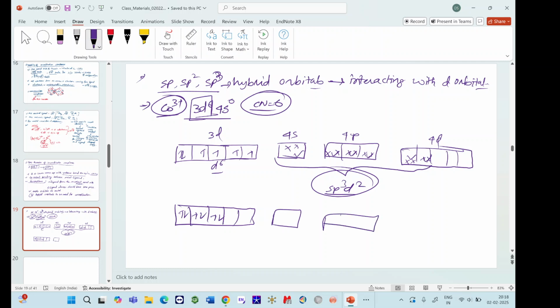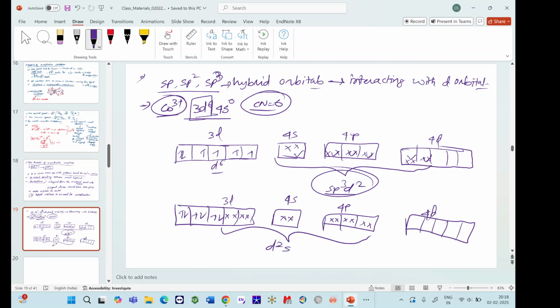Now what will happen? You have 4s, 3d, 4p, 4p. So now you can see from the inner orbital 3d, you have the empty shells. So your ligand can donate electrons here. In this case, you can form d2sp3. Both of the cases, this will be octahedral. But there are certain differences.